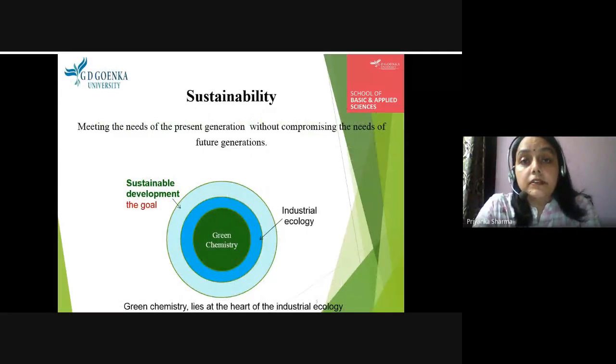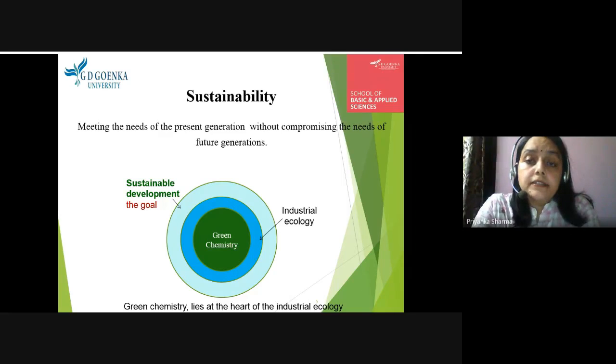So for that, firstly we'll talk about sustainability and how we can link it with chemistry. Sustainability, if we define it with respect to the environment, means that whatever natural resources we are using should be available for the future generation. That means we have to use a rationalized amount of the natural resources so that it can be available to the future generation also.